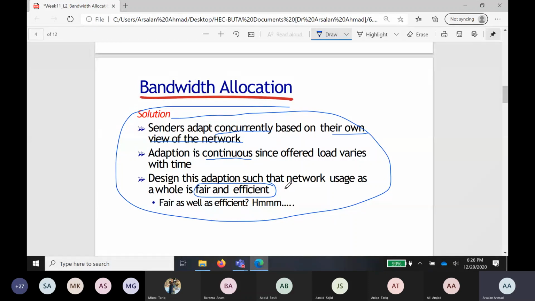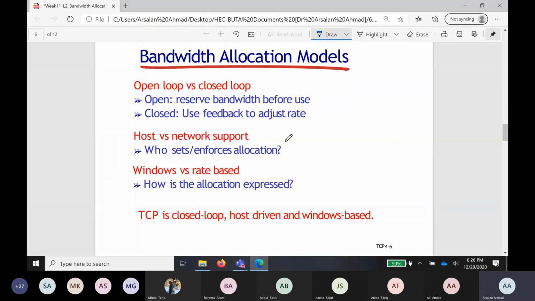Right. And then we saw certain bandwidth allocation models. We divided the bandwidth allocation models into three categories. One category was whether the bandwidth is allocated before the use, or during the use, when the connection is being used. So it was called open versus closed loop bandwidth allocation, and we saw that in the circuit switching scenario, open loop bandwidth allocation can be used, but the internet is packet switching. In packet switching you can do open bandwidth allocation, you can reserve bandwidth before use, but generally what TCP does is that it uses feedback to infer the network condition.